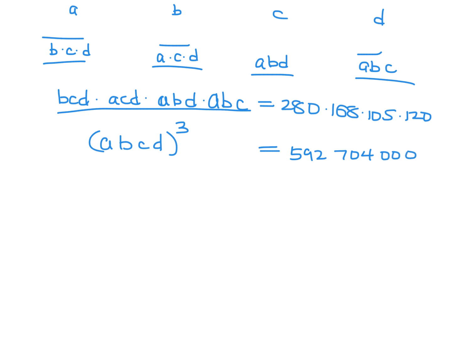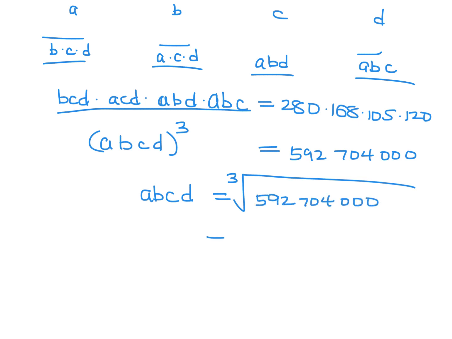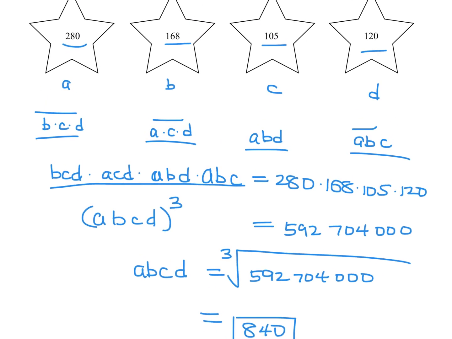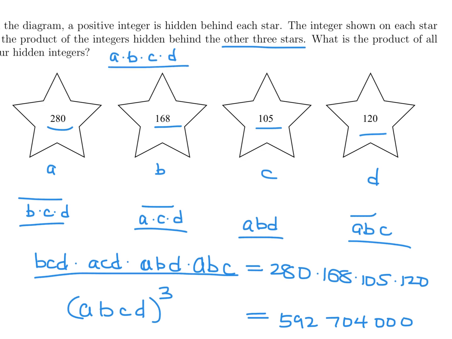And this big long number is 592704000. So I guess to get A, B, C, D, you would take the cube root of that guy. So cube root of 592704000. And the cube root of that is the very nice whole number 840. And there you go. That's exactly what they wanted, A, B, C, D.